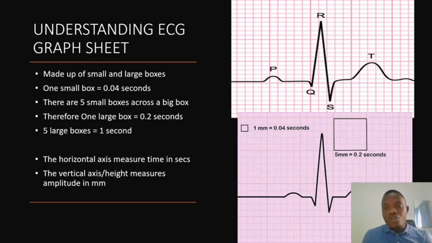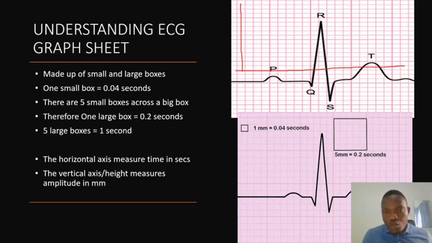One more thing we must take note of is the ECG horizontally measures time. What happens in the heart over time horizontally, while vertically the ECG measures amplitude, and the amplitude is measured in millimeters. So what are we saying? Invariably, horizontally, the ECG will measure time in seconds. Vertically, the ECG will measure amplitude in millimeters.